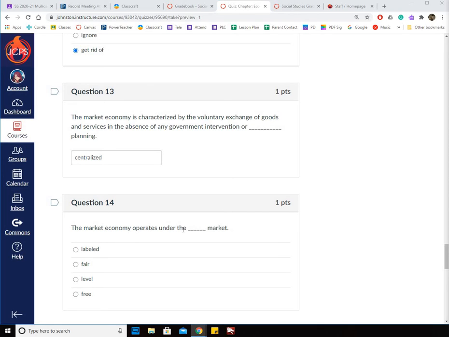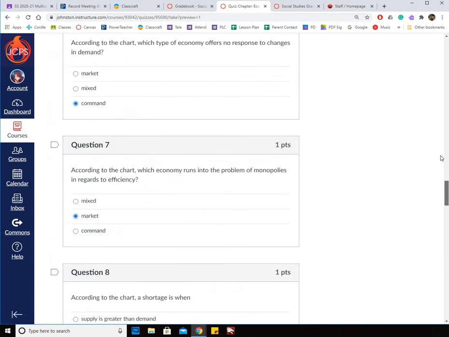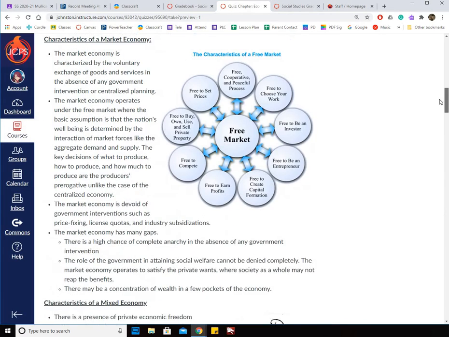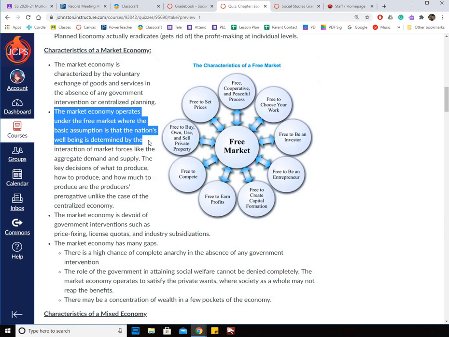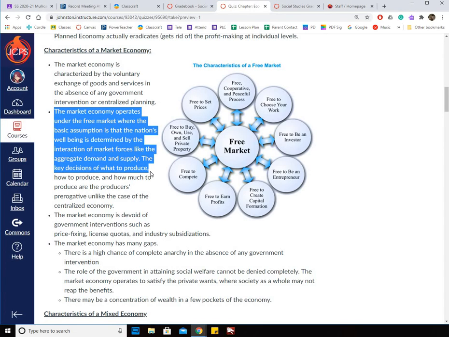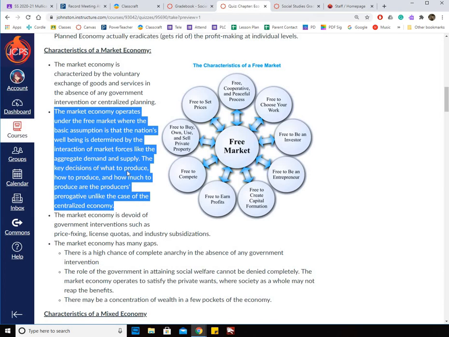The market economy operates under the blank market. So labeled, fair, level, free. The market economy operates under the free market, where the basic assumption is that the nation's well-being is determined by the interaction of market forces like the aggregate demand and supply. The key decisions of what to produce, how to produce, and how much to produce are the producer's prerogative, unlike the case of a centralized economy.